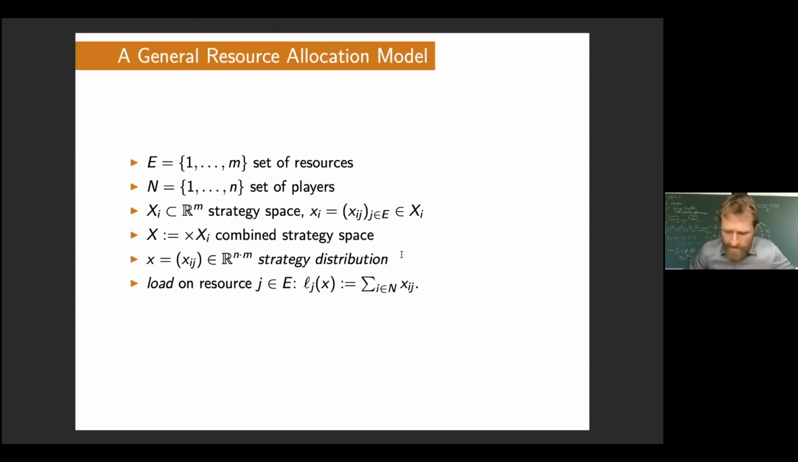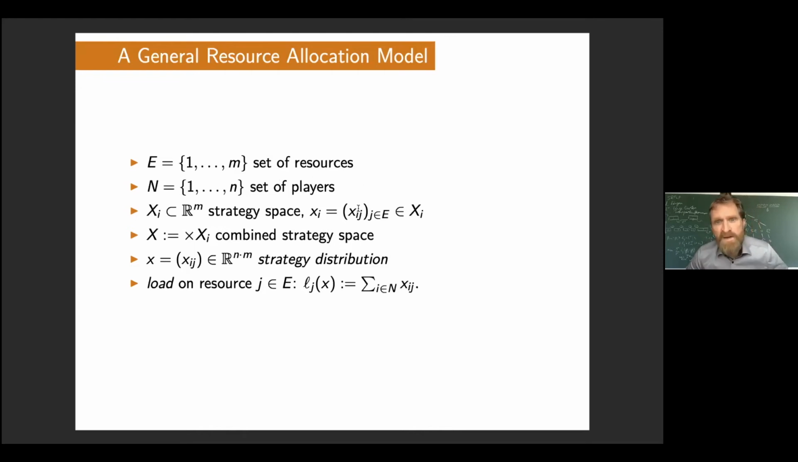Okay, the model looks as follows. We have resources, the set capital E, resources 1 to M. We have players 1 to N, and every player has a strategy space. And I assume it's just a subset of R to the M. So far, there's no restriction on this subset Xi. I think this is important to note here. Maybe convex, it may not be. It may be a polytope, it may be not a polytope, it may be just integer points, it may be an arbitrary convex set.